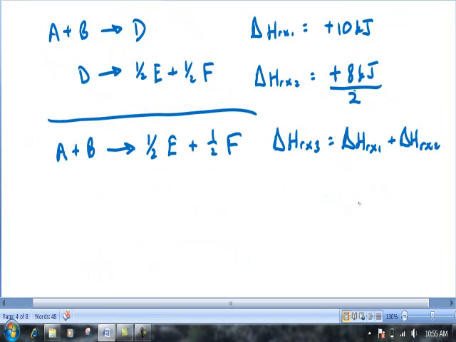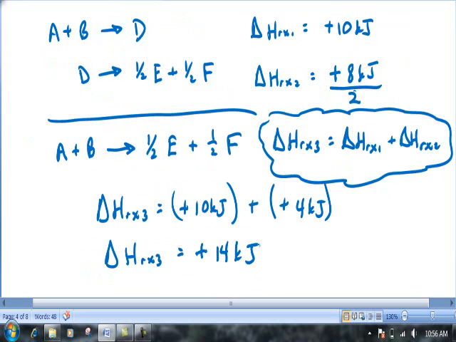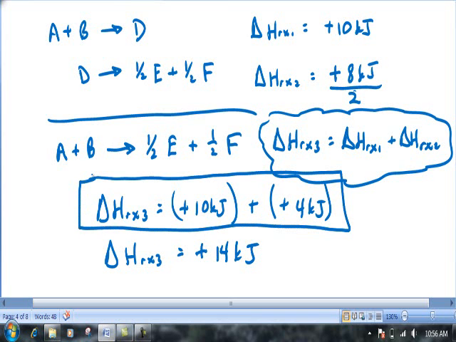To now get the overall enthalpy of reaction for the new process, we just have to add together the heats of reaction from the reactions that were combined to give us the overall. Combining the manipulated reactions, we have a positive 10 kilojoules for one, positive 4 kilojoules for the other. Adding them together will give us our new enthalpy of reaction for the overall reaction of a positive 14 kilojoules.